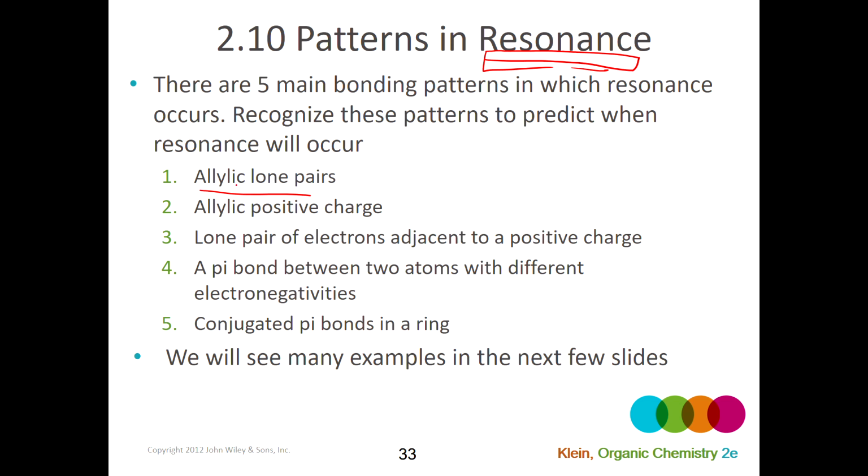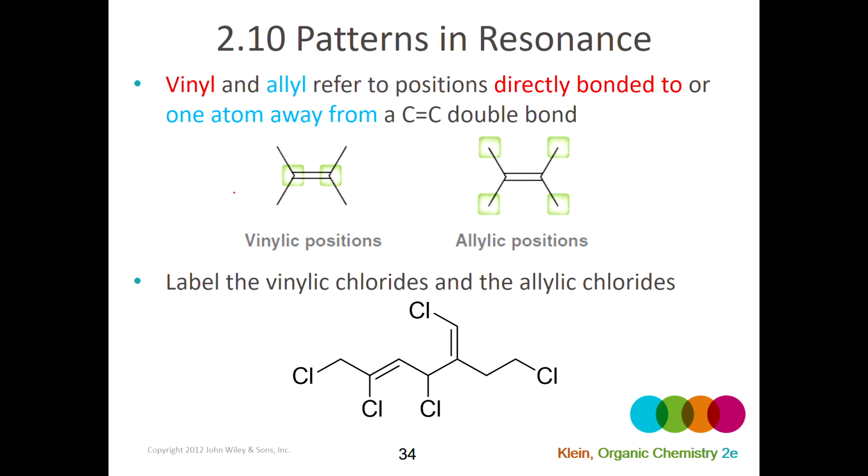Allylic is a term you're probably not familiar with, so we've got to define that. So a couple new terms here: vinyl and allyl, or vinylic and allylic. These refer to proximity of an atom or a pair of electrons from a double bond. So a vinyl lone pair, for example, is going to be one that's directly on an atom that's involved in a double bond. An allylic lone pair is going to be one atom away from an atom that's directly involved in a double bond.